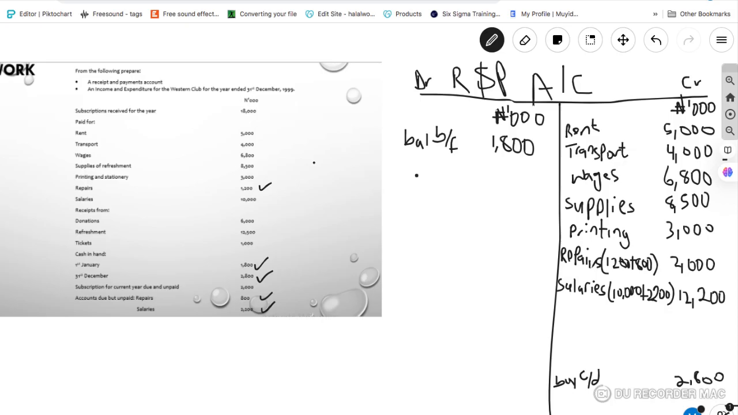So we have receipts. We have donations. That will be posted to the debit side. Donations.